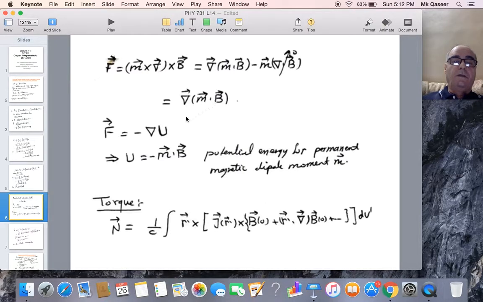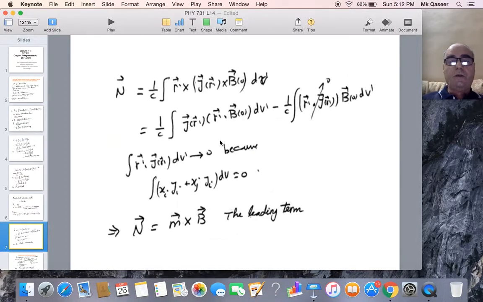If we look at this expression, we can deduce the potential energy, which is given by U equals minus m dot B. A similar derivation can be done for the torque, but here we have to do another cross product, which is r prime cross J cross B. Now B is written in terms of Taylor expansion at some origin. Doing so, we finally get that the torque is m cross B, the magnetic moment cross the magnetic induction B.